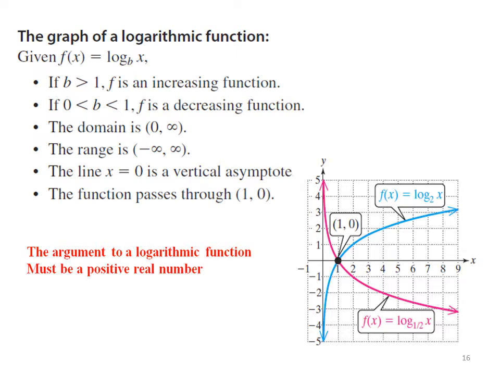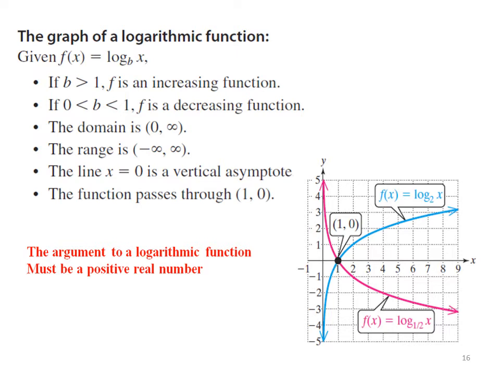The second case, if the base is greater than 0 but less than 1, the function will be decreasing. As you can see, the red graph here is the graph for f of x equal log x to the base 1/2. 1/2 is less than 1, so the function is decreasing. Both functions have to pass through the point 1, 0, because the log of 1 is equal to 0. Another way to look at this: the exponential function goes through the point 0, 1, so its reflection, the log function, will go through the point 1, 0.